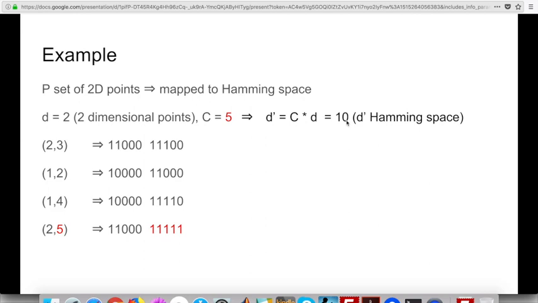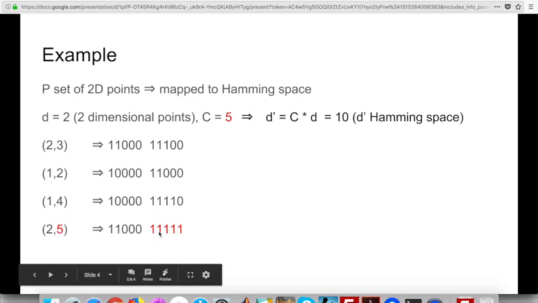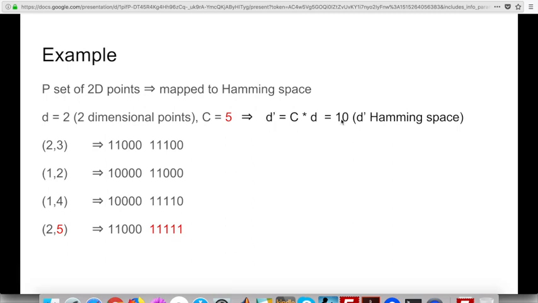And the conversion is actually very simple. If we have 2, this becomes 2 1s followed by 3 zeros. 3 becomes 3 1s and then 2 zeros. 1 is one 1 and 4 zeros, and so on. This is very simple. And as you can see, 5 will become 5 1s. This should explain why the d' has to be 10. It can't be less than 10.